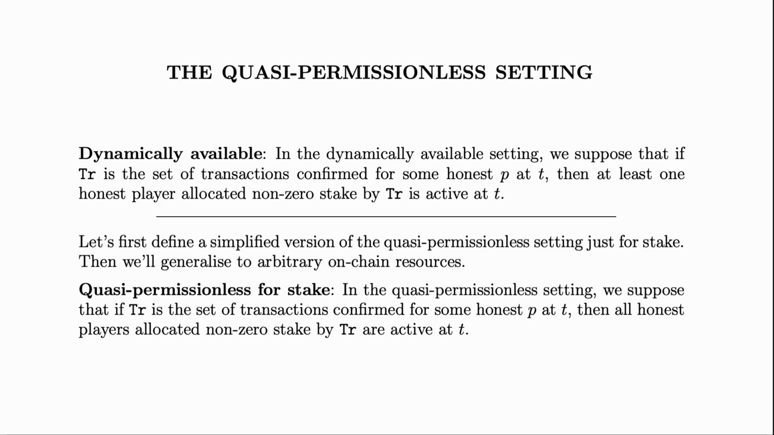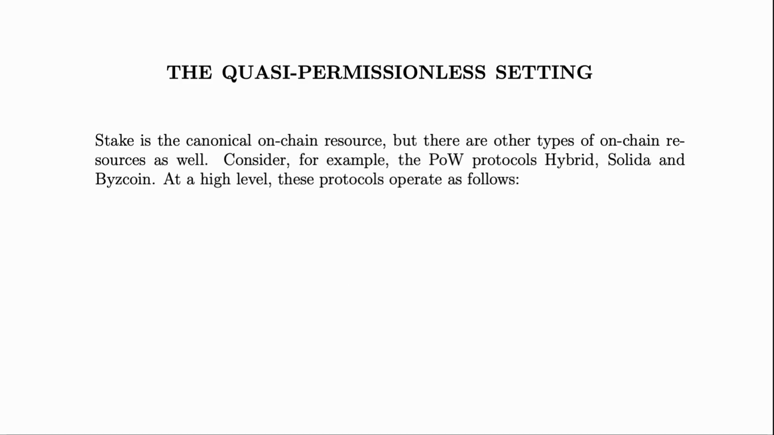So now let's think about how to generalize that a little bit. Yeah, so as I've mentioned several times in the previous videos, stake is the canonical on-chain resource, but there are other types of on-chain resources. Okay, so I want to show you some examples of that next. So there are various proof of work protocols: Hybrid, Solidar, and Bitcoin. They're all slightly different from each other, obviously, but at a high level, they all operate in a fairly similar sort of way, which I want to sort of summarize now.